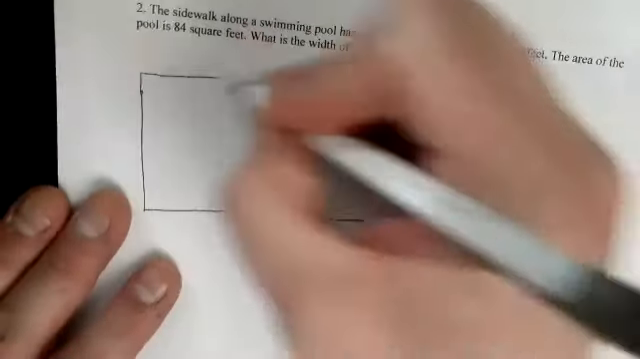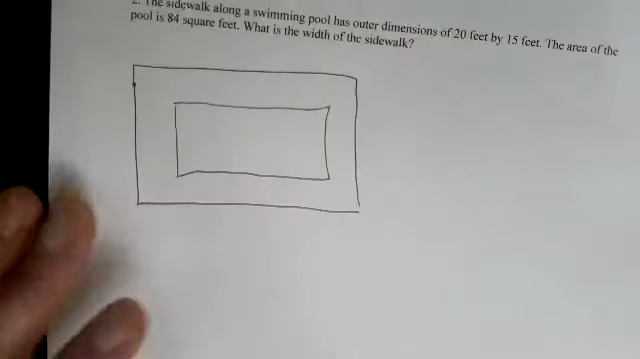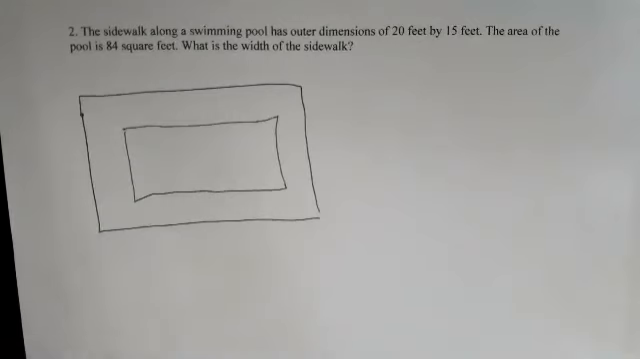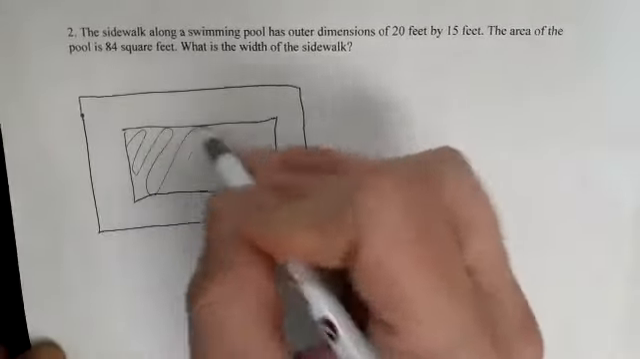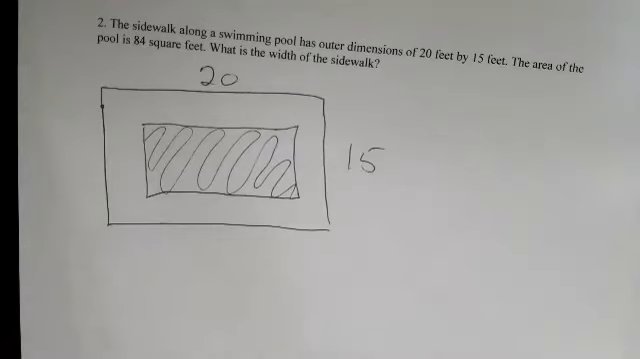We've got a sidewalk, we've got a pool. It's all the same. Uniform sidewalk is what I should have said, probably. And it says the outer dimensions are 20 by 15. The pool is 84 square feet. What they're saying is the pool, that's my 84 square feet inside of there. If I want the outer dimension, along here, 15 and 20. So how do I set up this problem is the main thing that I want to get at.